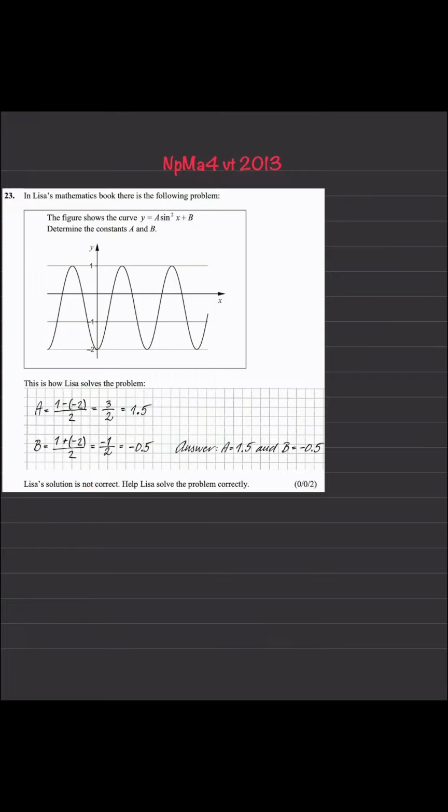That's a good idea to pause the video at this point and give it a try yourself first. Okay, as probably you remember from the lesson, Lisa's solution is correct if the function was actually this function, a sine x plus b. But now you see that I have a second power of sine. How will this affect the problem?